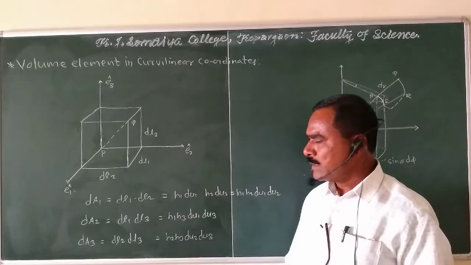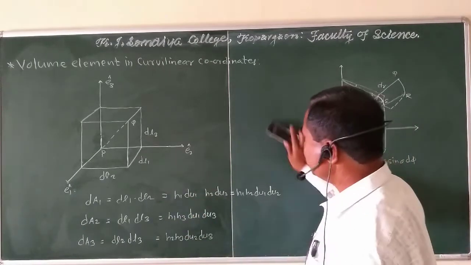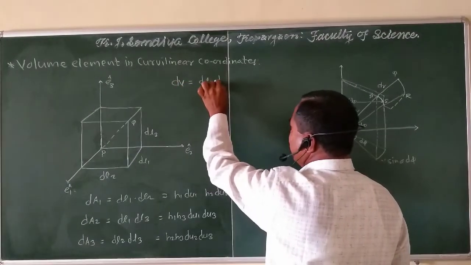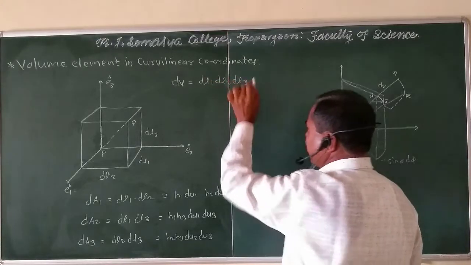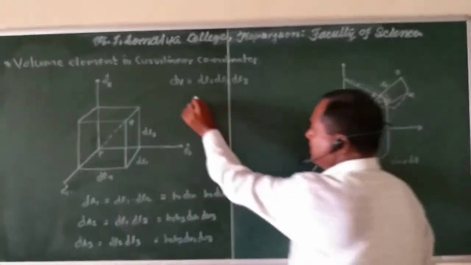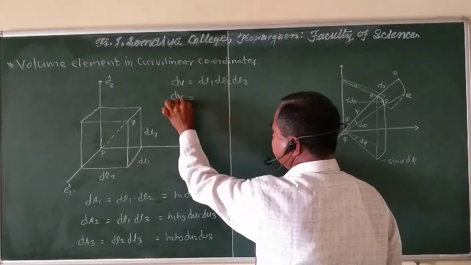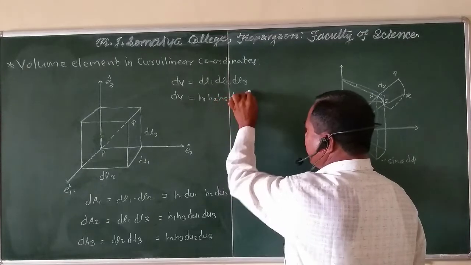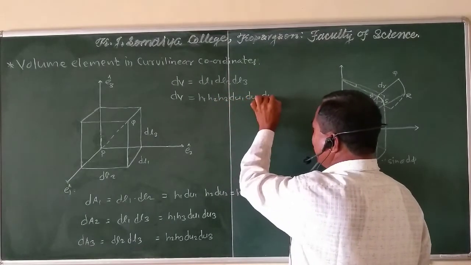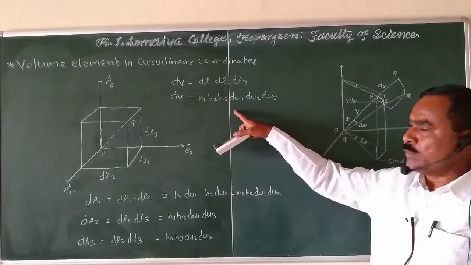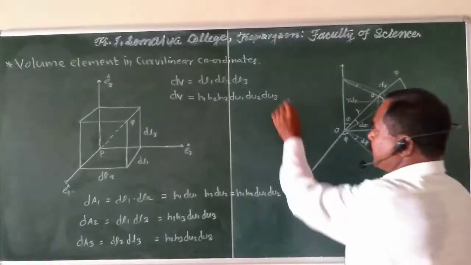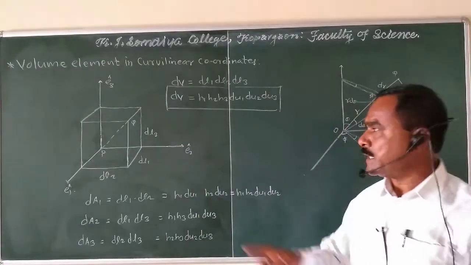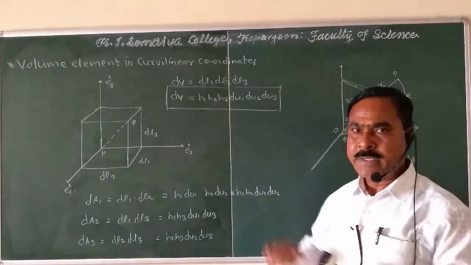Then from this we write the volume, dV equal to dl1 dl2 dl3. Substituting the values, we get the volume element dV equal to h1 h2 h3 du1 du2 du3. So this is the expression of the volume element in the curvilinear coordinate system.